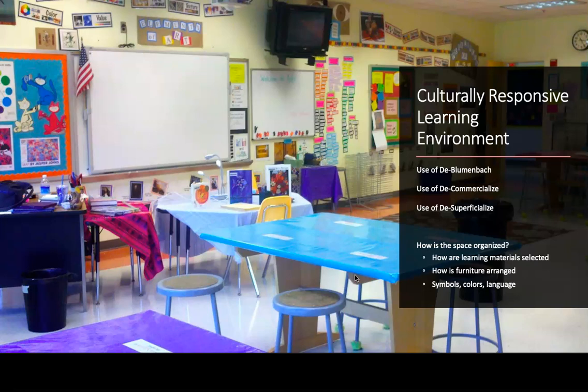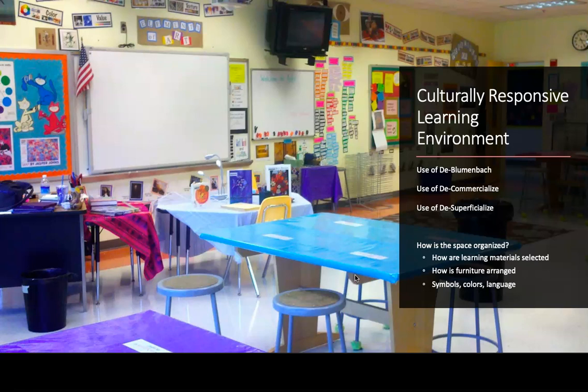And finally, think about your classroom environment itself. Is your classroom environment inviting and is it culturally responsive? Your book talks a lot about how to de-Blumenbach, decommercialize, and de-superficialize your classroom. What that means is don't harbor stereotypes with the visuals that you create in your classroom. Don't show basketball players that are only of one race. Don't show professionals that are of only one race or sex, like doctors that are only white males. If you're going to show pictures of people, show them of all different colors, all different abilities, and reflect on the students that you have in your classroom.